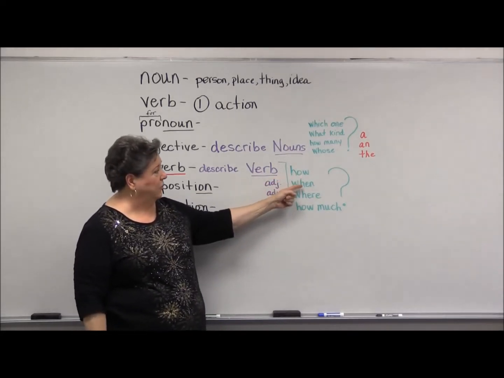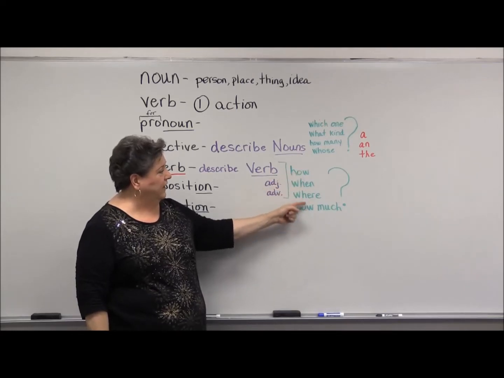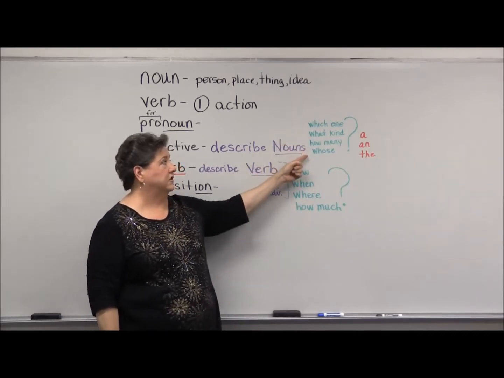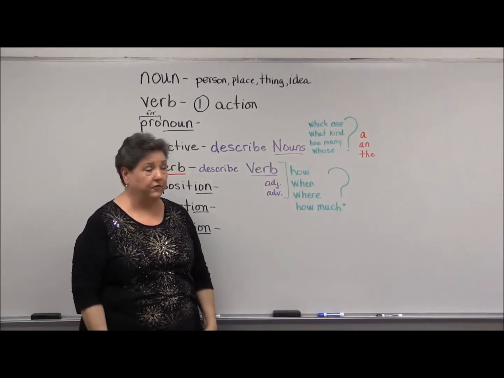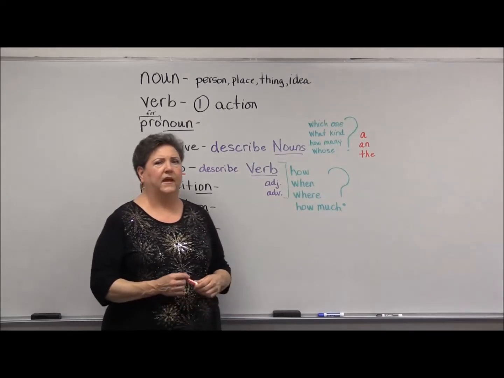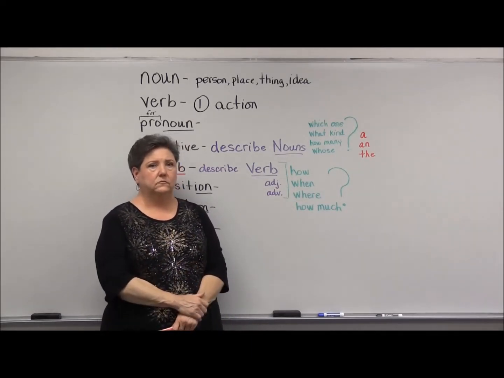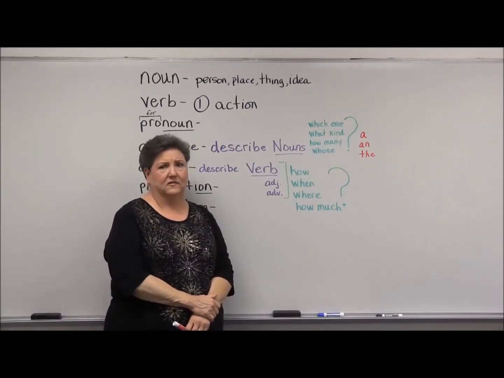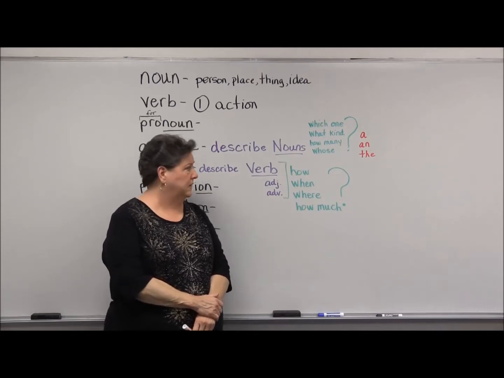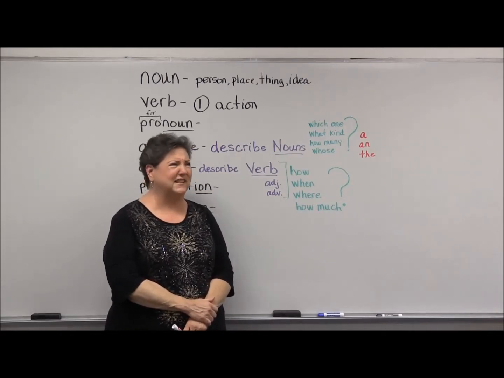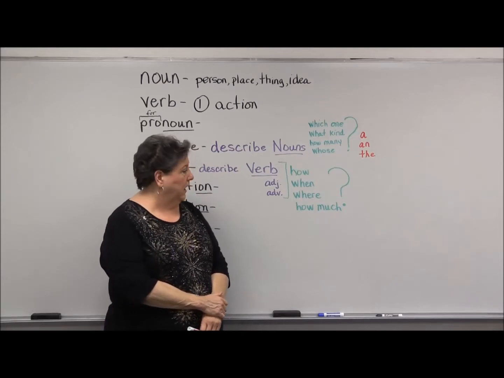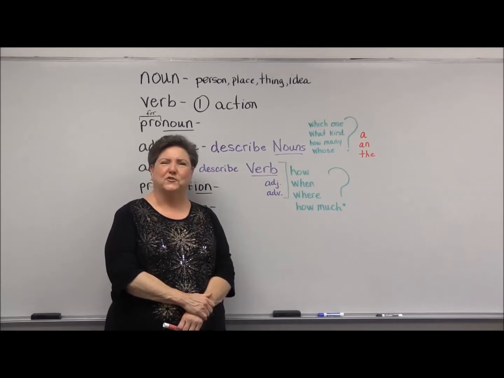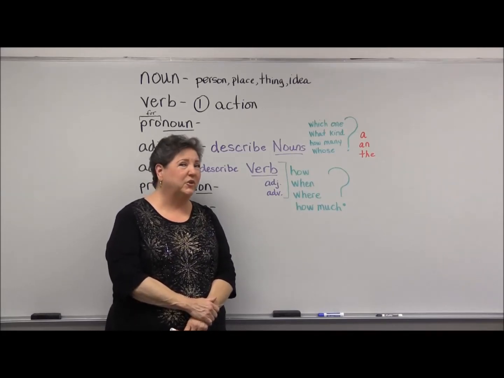You see these questions? How, when, where, how much? If it answers one of these questions, it's an adverb. If it answers one of these questions, it's an adjective. That's the difference. Let me give you an example here. How did she sing? Well, she sang really badly. When did she sing? She sang very often. Where did she sing? She sang everywhere. How much did she sing? Too much.